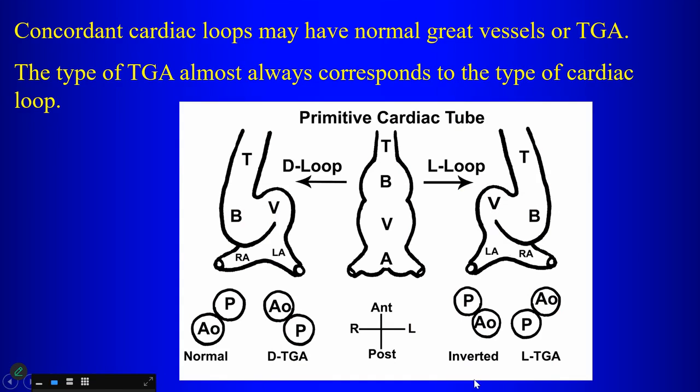Now, what happens though if we have situs inversus, right? And we have a concordant cardiac loop, an L loop with situs inversus.